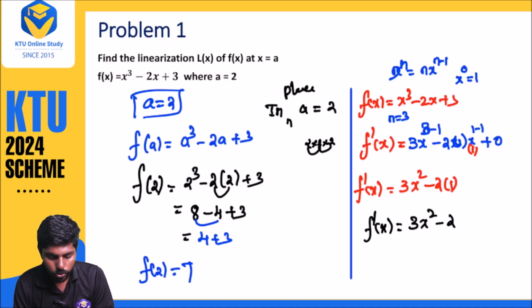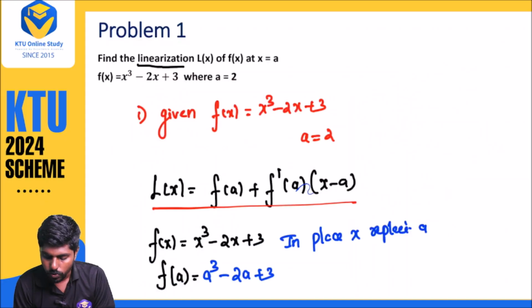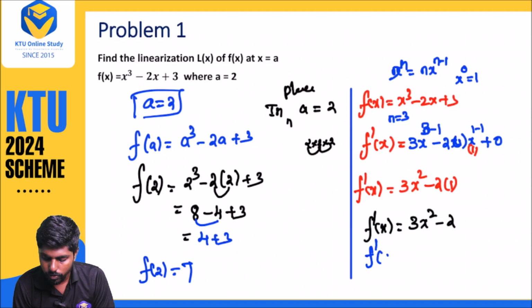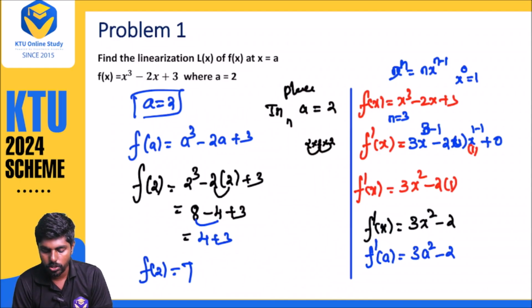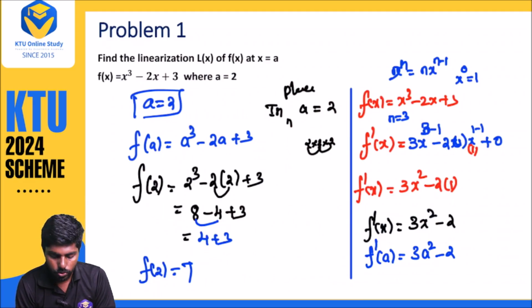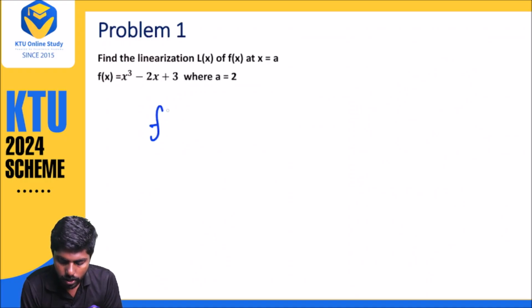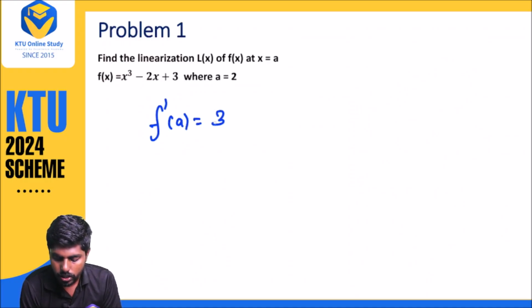Now what do we want to do? We want to change the symbol, changing the symbol to a. That is nothing but f dash of a is equal to 3 into a square minus 2. So f dash of a is equal to 3a square minus 2.